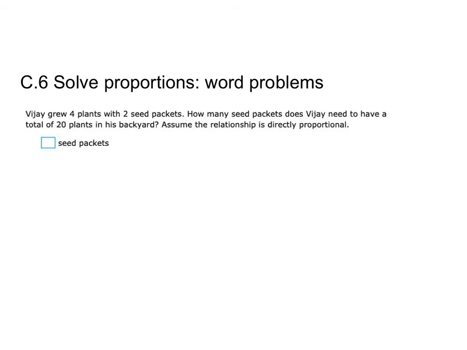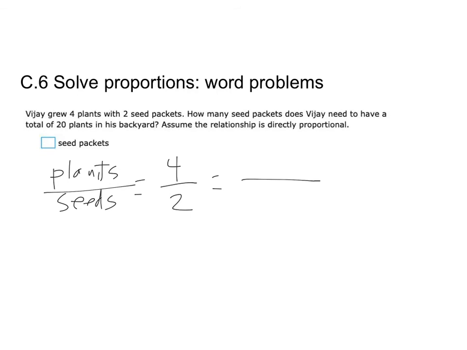The final type of proportion problems you'll see are actually word problems. So these, we're just going to set these up just like our other proportion problems. Here we can see we have 4 plants with 2 seed packets. So we're going to do plants over seeds. You could absolutely do it the other way, put seeds over plants. Nothing bad would happen. But since we do have plants on top and it's 4 plants and 2 seeds, we would want to make sure to put the 4 and the 2 like that. And then we want to know how many seed packets Vijay needs to have a total of 20 plants in his backyard. So 20 is also a plant. And so we would set this up with X.